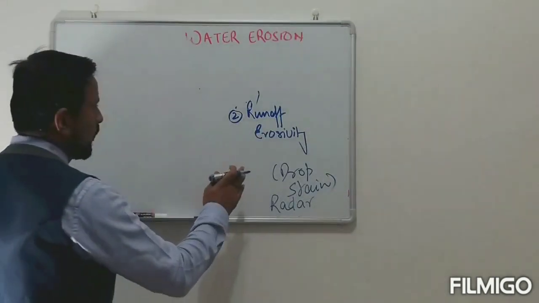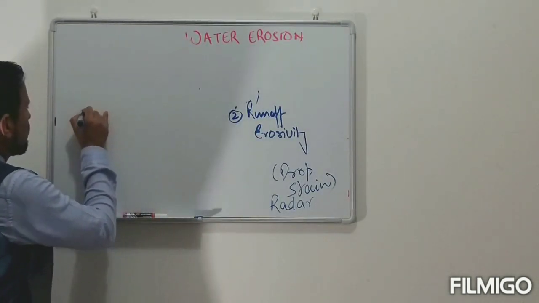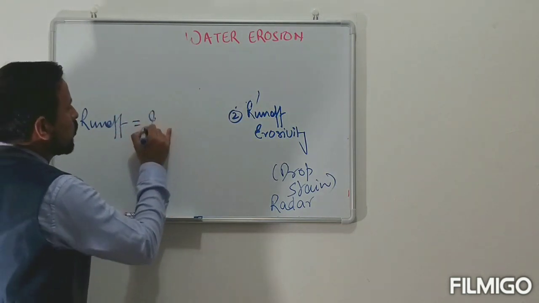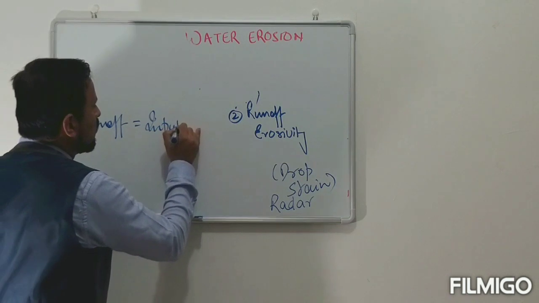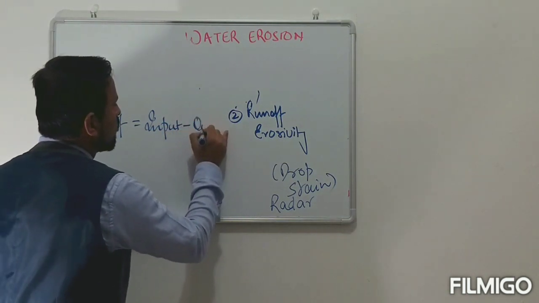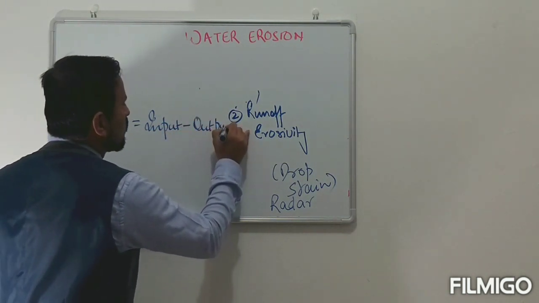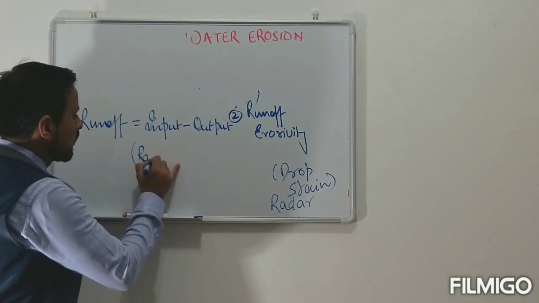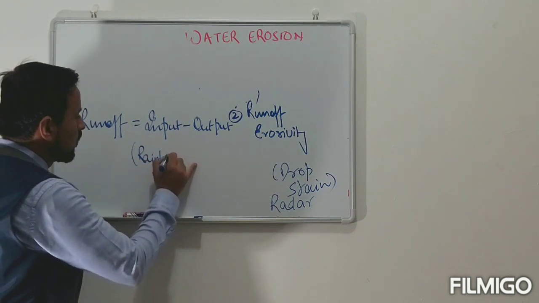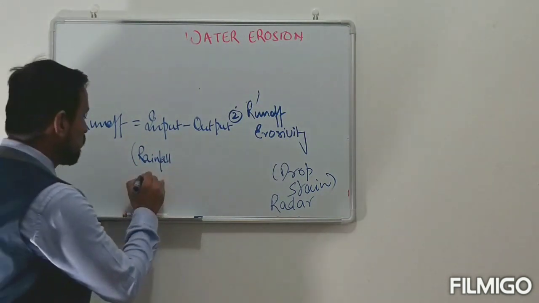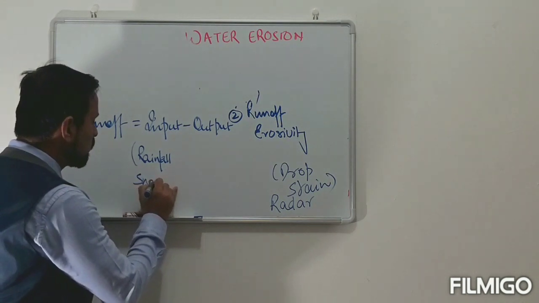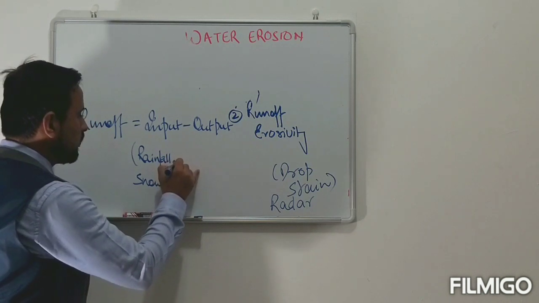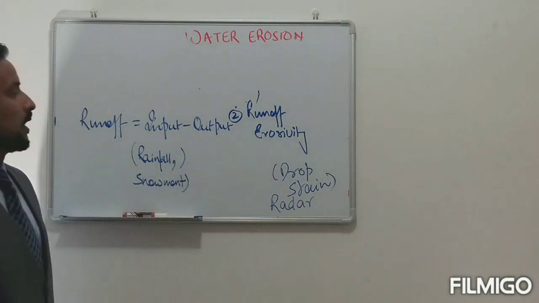So if runoff has to be described, it is like runoff is equal to input of water minus output of water. Now, what could the input of water be? It could be rainfall, right? It could be rainfall, it could be snow melt also, the snow melt process, right? These two could be input.